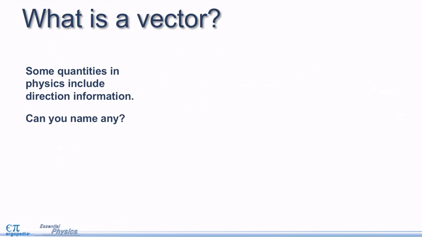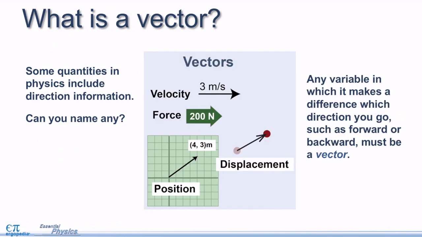So first up, what is a vector? Well, last video we talked about how all measurements need 2 things. They need a value and a unit. Some measurements actually need a third thing. They need a direction. So for example, we have things like velocity or force or displacement. We need to know which direction that value is moving in.